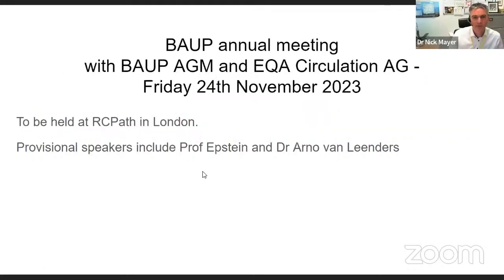So we'll just move on to remind you of a date for the diary. The next BALP AGM and the next EQA meeting will be the 24th November in London. This will be an in-person meeting, and with some big hitters, Professor Jonathan Epstein and Arno van Leenders are going to be the guest external speakers at that one, so it should be good.